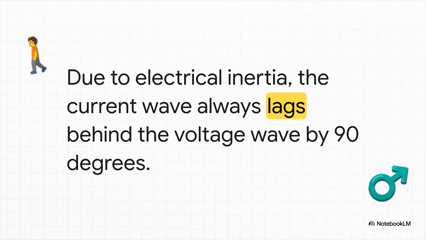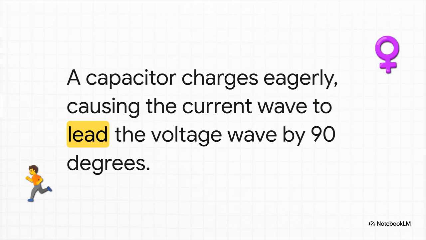The current wave always lags behind the voltage wave, specifically by 90 degrees. And then you have the capacitor, which is, you guessed it, the complete opposite of the inductor. A capacitor stores energy in an electric field, and unlike the inductor, it loves change. It's like an eager beaver, charging and discharging super quickly. It's always trying to jump the gun on the voltage, and because of this, the current wave actually leads the voltage wave, again, by 90 degrees.